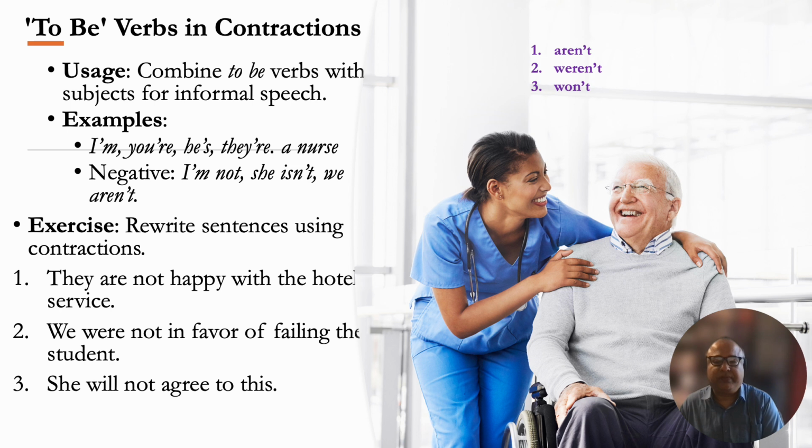Right, did you contract the to-be verbs correctly? They are not happy becomes they aren't. We were not in favor becomes we weren't. And number 3 is she won't. This is interesting, right? Are not becomes aren't, were not becomes weren't, and will not becomes won't, as in, I won't go to the party. So practice pronouncing these contractions several times until you master it.